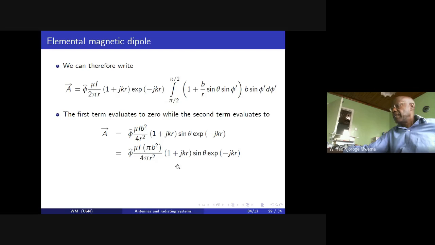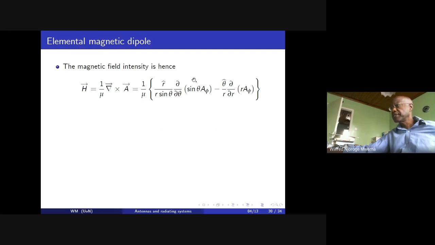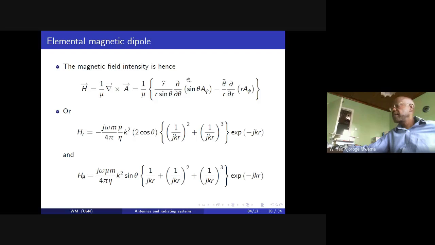And therefore, we get A equal to phi cap mu multiplied by the magnetic dipole moment divided by 4 pi r squared, into 1 plus jkr, sine theta and the cosine of minus jkr. So that's the magnetic vector potential at the field point. Once we have this, the rest we can do is to start getting the value of H from the curl of A. This gives us that H is going to be 1 by mu, the curl of A, and we evaluate that value.